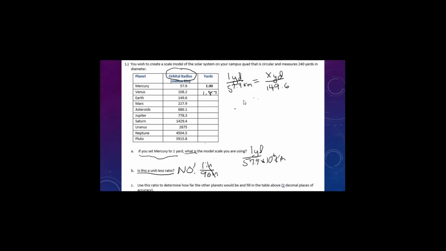Okay, so we'll do one more this way. So I'm just going to set up our original scale model, 1 yard to 57.9, and I'm going to do this time Earth, which is 149.6. So how many yards would that be? So you can look here and say, well, Venus is about twice the distance from the sun as Mercury. So it looks like 57 or 60 times 3 is about 2.5 times maybe the distance. So that's going to be about 2.5, but we'll see. I'm going to cross multiply.